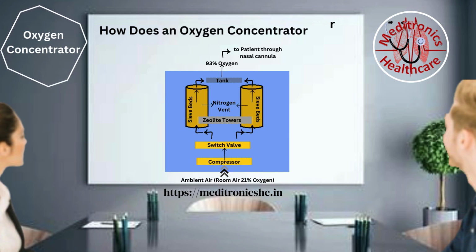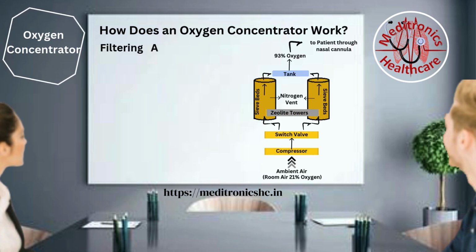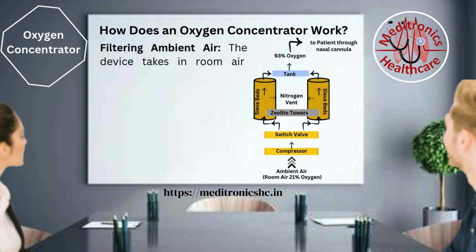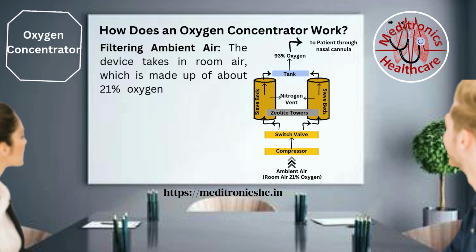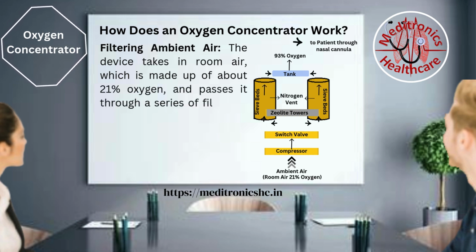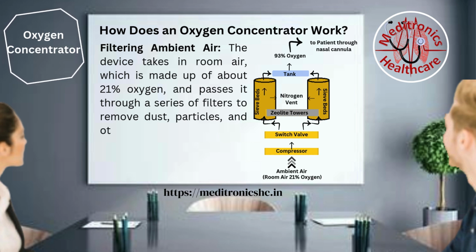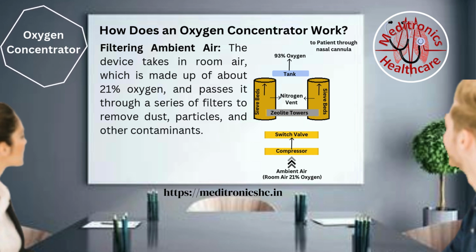How does an oxygen concentrator work? Filtering ambient air: the device takes in room air, which is made up of about 21% oxygen, and passes it through a series of filters to remove dust, particles, and other contaminants.